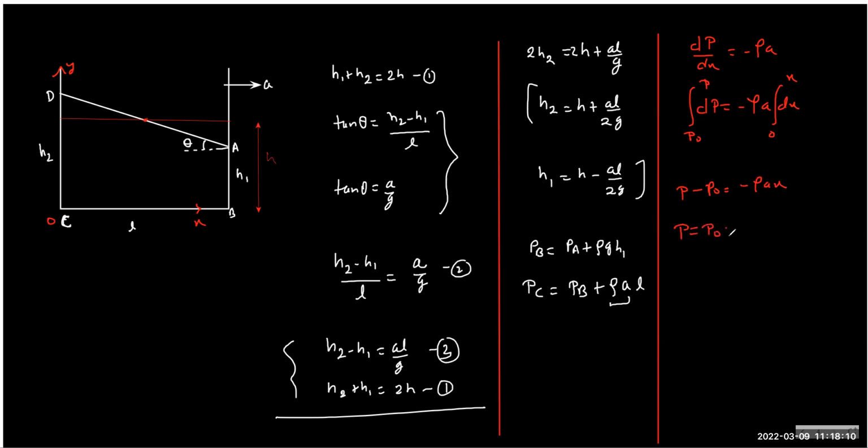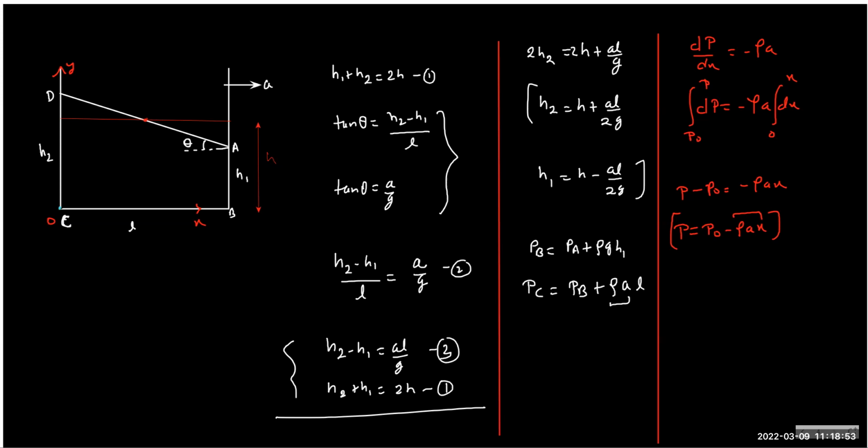Yeah. P is how much? P naught minus rho A X, right? So as you go away from the origin, if you go along the acceleration, the pressure will drop by this value. That's the idea. If you go against, if you go backward, the pressure will increase or decrease? It will increase. By what value? It's rho into A into how much you travel horizontally, X. Is this clear? Yes or no? Yes, sir.